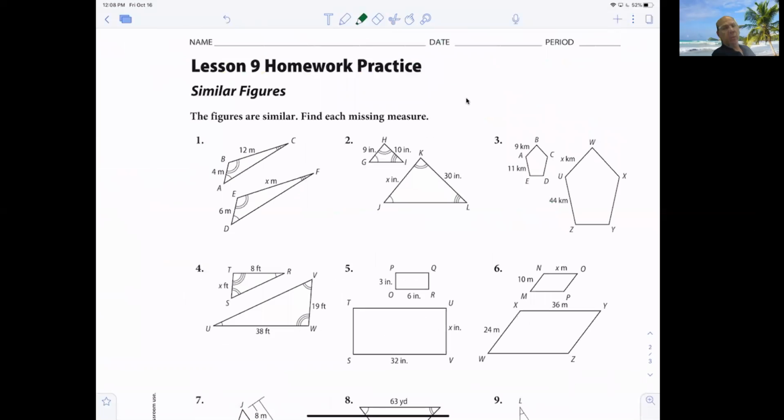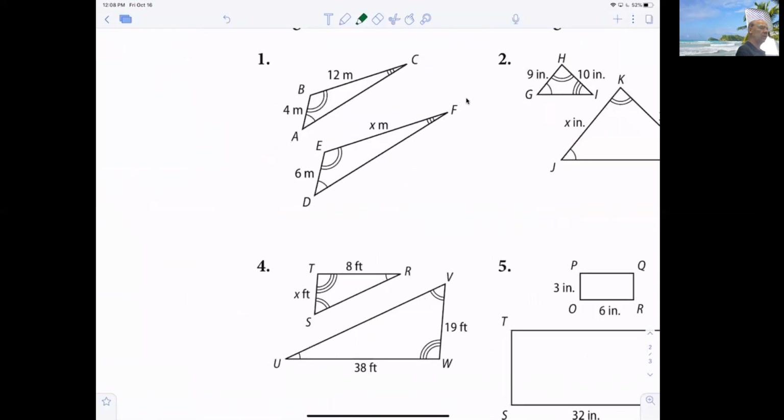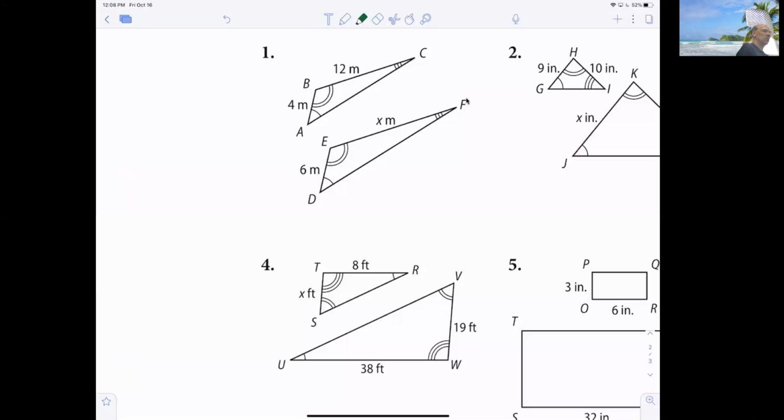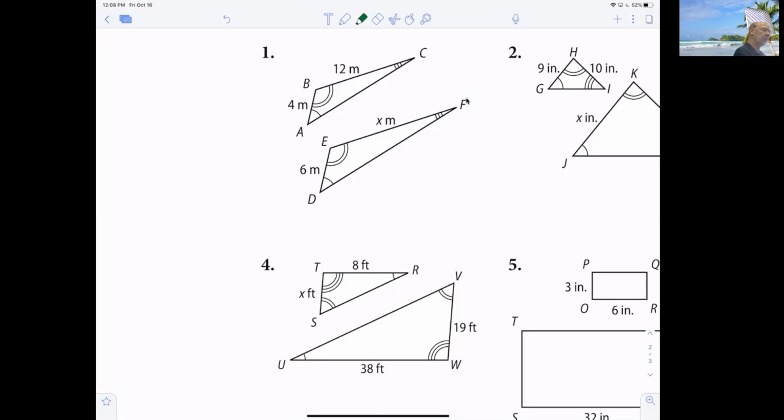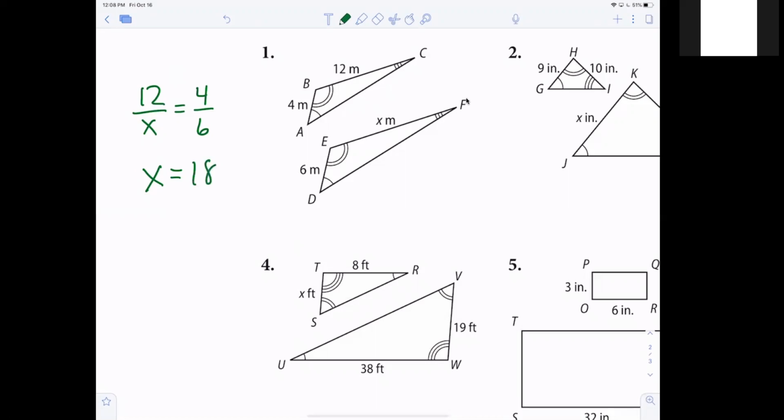Okay. Number 1 on the next worksheet. KK, set it up. KK, are you still there? Yeah, number 1. I want you to set it up. What's the proportion? 12 over x, good job, girl, and then 4 over 6. You are good. Cross multiply, divide. Tell me what the answer is. 18. Anybody else get 18?